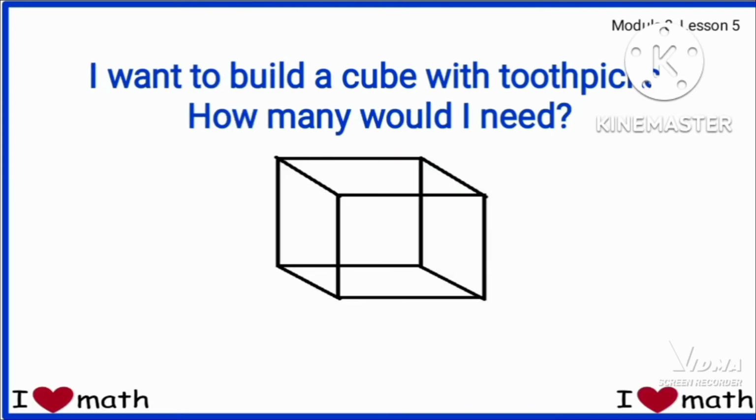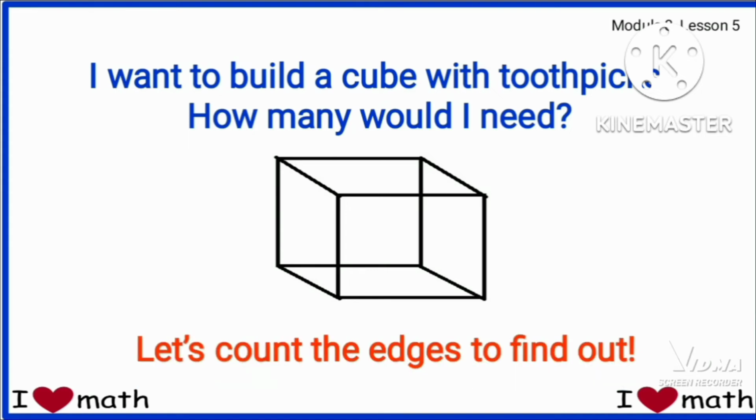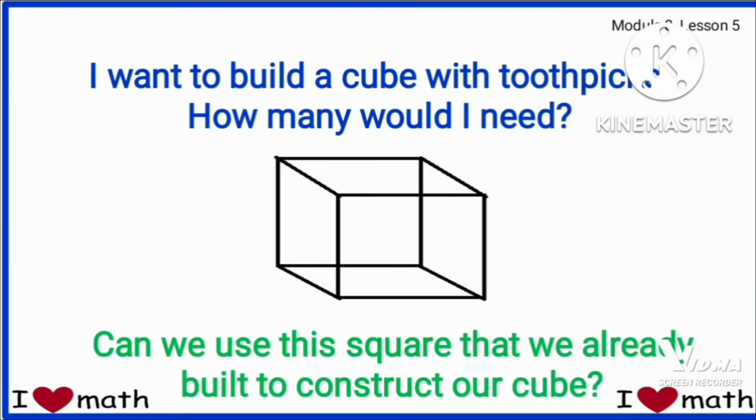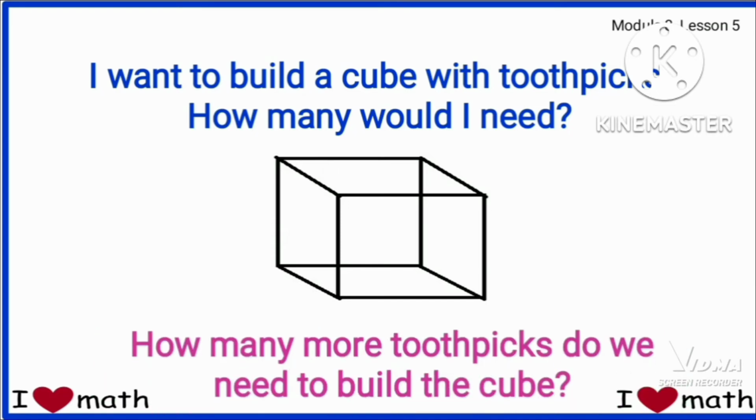Now, let's build a cube with toothpicks. This is what you'll form. Can you count how many toothpicks I use? Count that, see if you find all of them. If you count the edges, you find out 1, 2, 3, 4, 5, 6, 7, 8, 9, 10, 11, 12. So we can use squares to construct a cube.